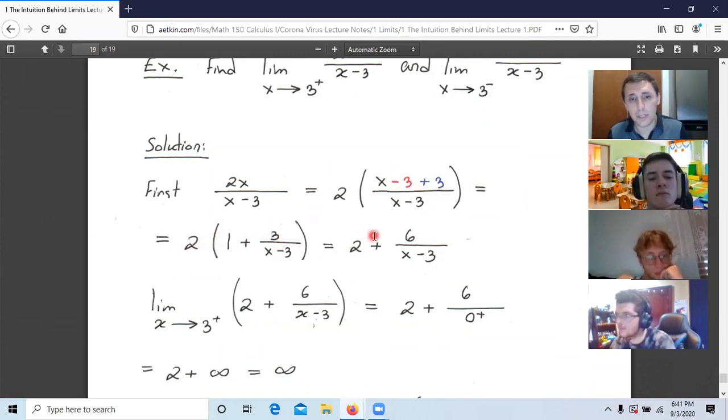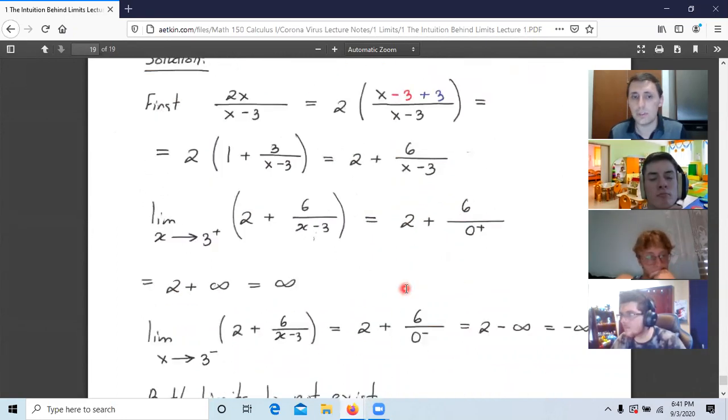So then I multiply the 2 in. So it's 2 plus 6 over x minus 3. I can simplify it this way. And then if I push x going to 3 plus, I'm not saying that for this problem it's particularly useful there. You have 2 plus 6 over 0 plus, which will be 2 plus infinity, which is infinity.